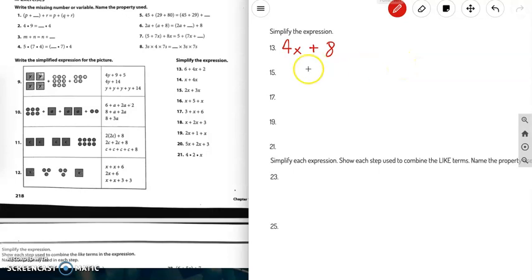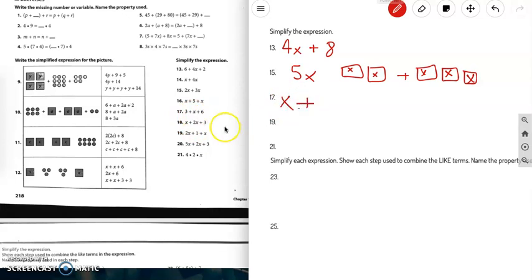We can't. 15, 2x plus 3x. So they're both variables because we have the x on each one. So 2x plus 3x is 5x. So basically this would be the model because there's 2x's here and 3x's here. If you combine it, it becomes 5x, and they're similar. Number 17, 3 plus x plus 6. So we got the one variable, x plus, and then we got the number, 3 plus 6 is 9.